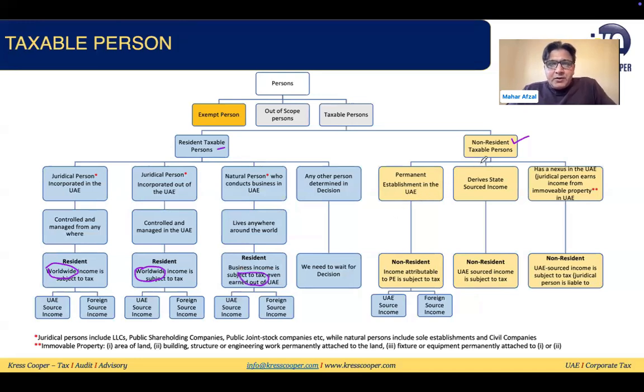In the same way, for a non-resident taxable person, the law says any income attributable to the PE of the non-resident person will be subject to tax in the UAE. This is income, foreign source income nexus in the UAE. Now I have added one more layer here today. What did I add? I have added this layer here.